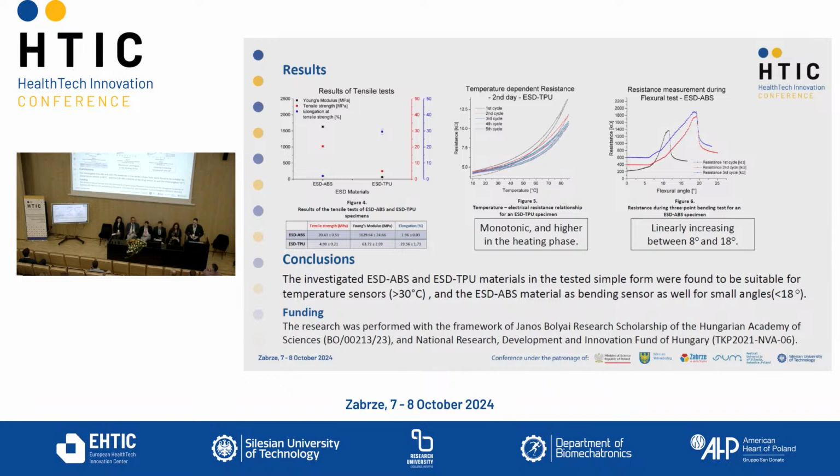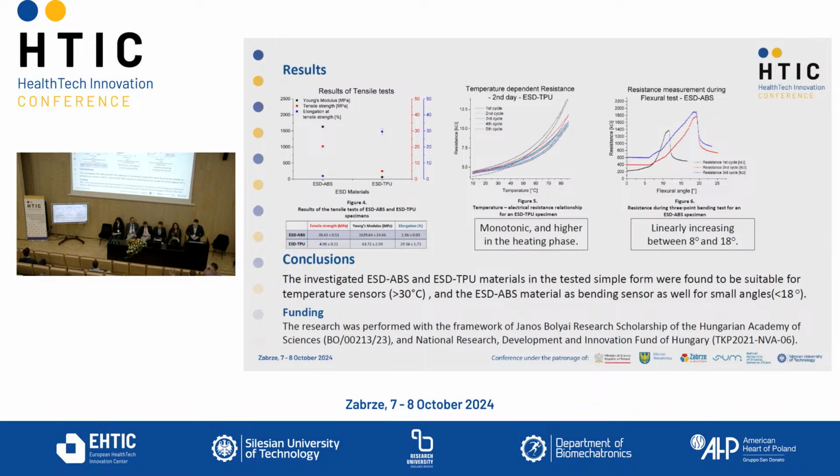ESD-ABS specimens had a tensile strength of approximately 20 megapascals, which was higher than that of ESD-TPU specimens, which was approximately 5 megapascals. The elongation of the ESD-ABS specimens was about 2%, which was less than that of ESD-TPU specimens, which was about 30%. The resistance temperature measurements indicate that the materials exhibit different resistance characteristics at varying temperatures, which is important for thermal sensor applications.